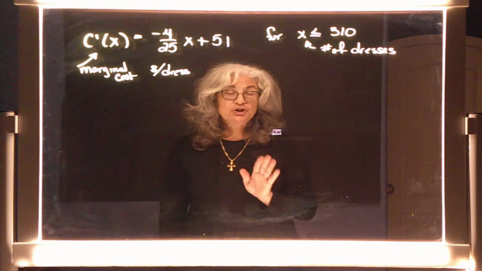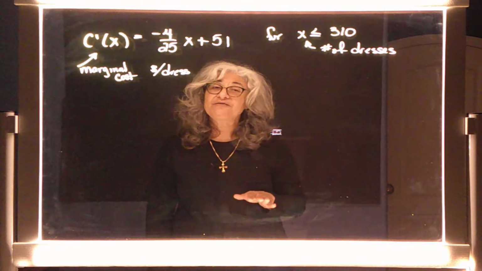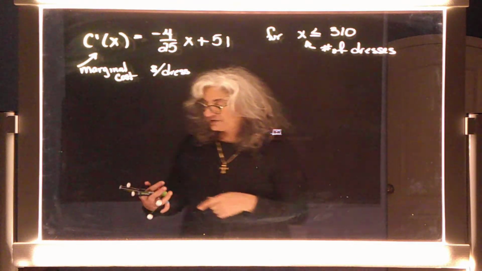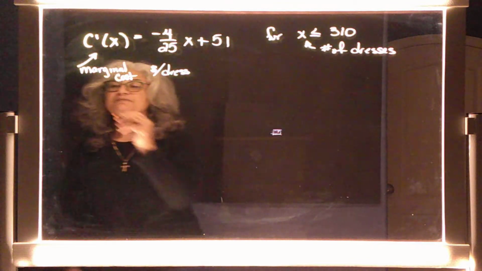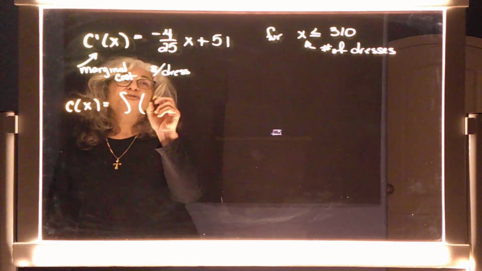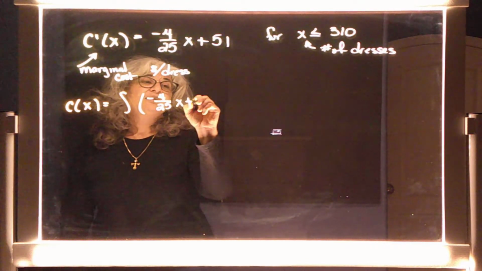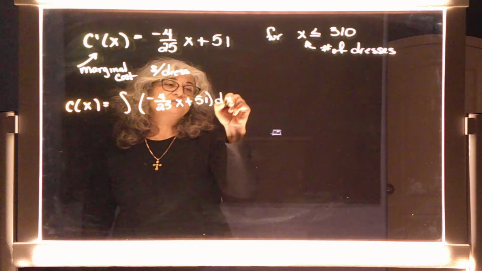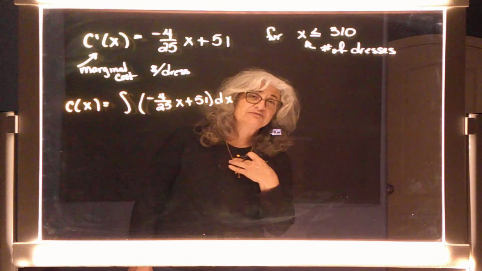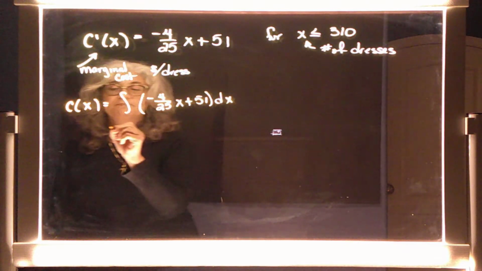Okay, so they want us to find the what? Cost. So if we're trying to find the cost, we have to take the antiderivative. So let's get started there, shall we? We'll get to everything else when we need to get to it. So we're taking the antiderivative of negative 4/25 x plus 51 with respect to x. Okay, do your work, pause the video, come back, see if we agree. Okay, got your answer? Cool.